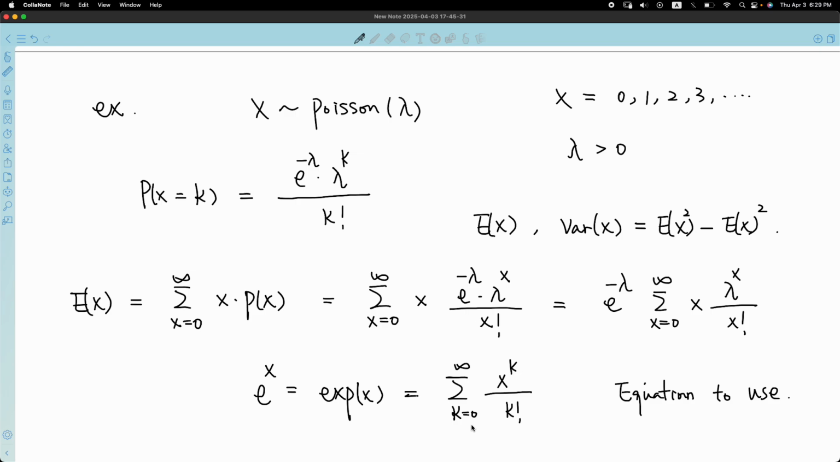Does that make sense? So this is a known equation, and this is the term that we want to calculate. We can see that this part of the equation is very similar to the known equation. So we are going to apply this equation, manipulating some terms here, to ease our calculation. That will be our strategy to calculate the expectation.